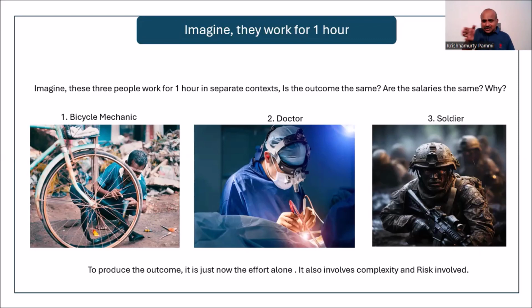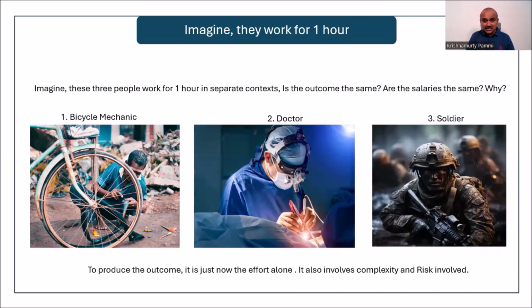If you see these three contexts, even though effort is the same, is effort able to capture the outcome they produce? No. In all the three cases, effort, complexity, and risk are varying. If it is a repetitive task and no risk, then that's a case of a mechanic. Now the risk is increasing from mechanic to doctor, doctor to soldier. Complexity is increasing from mechanic to doctor and doctor to soldier.